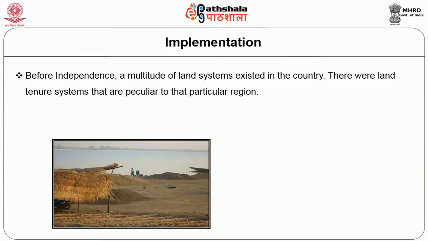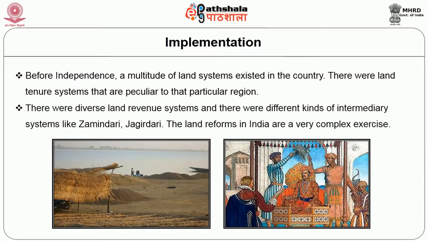Before independence, a multitude of land reform systems existed in the country. There were land tenure systems that were particular to a region. There were diverse revenue systems, and there were different kinds of intermediary systems like zamindari and jagirdari.